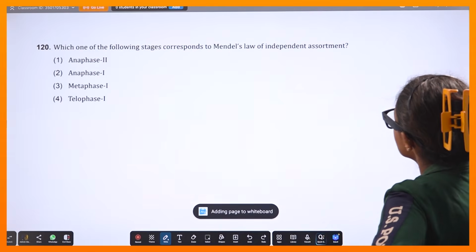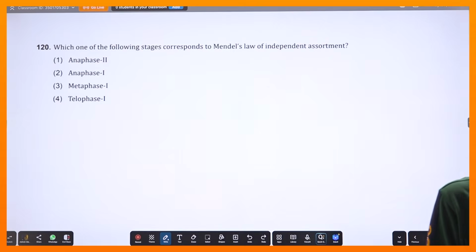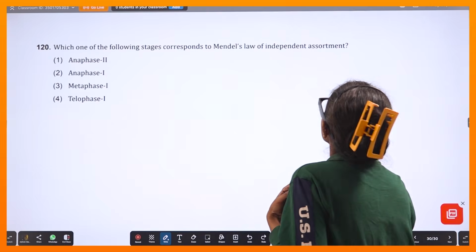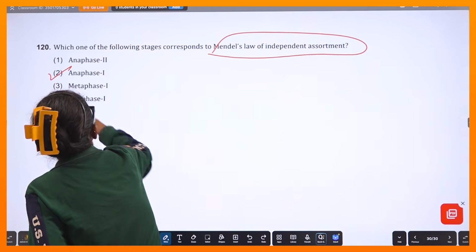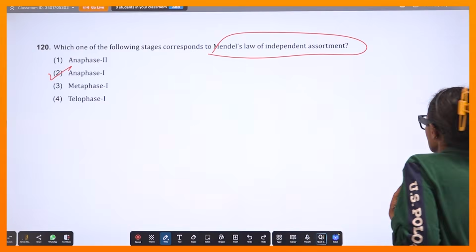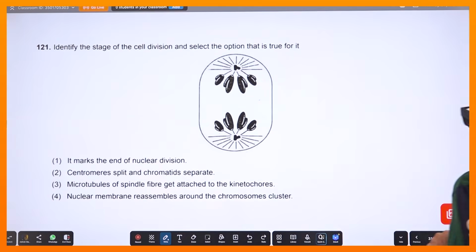Which of the following stages corresponds to Mendel's law? It has to be the law of independent assortment. That is done in anaphase 1. All right. Just have a look.